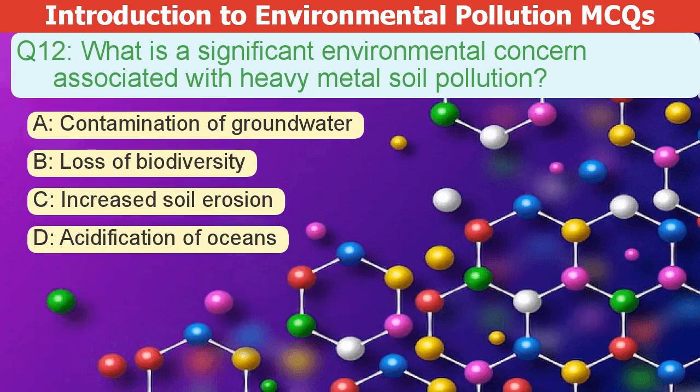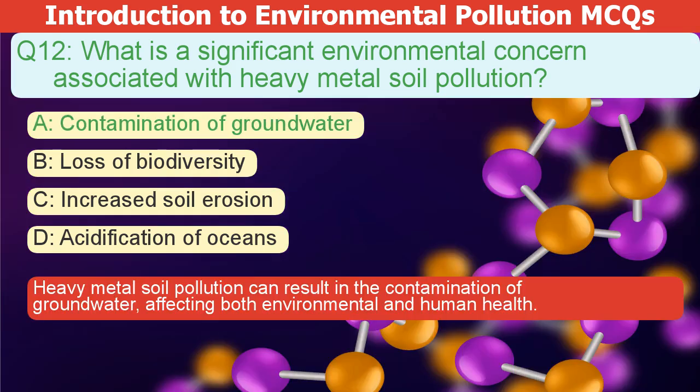What is a significant environmental concern associated with heavy metal soil pollution? A. Contamination of groundwater. B. Loss of biodiversity. C. Increased soil erosion. D. Acidification of oceans. The correct answer is A. Heavy metal soil pollution can result in groundwater contamination, affecting both environmental and human health.